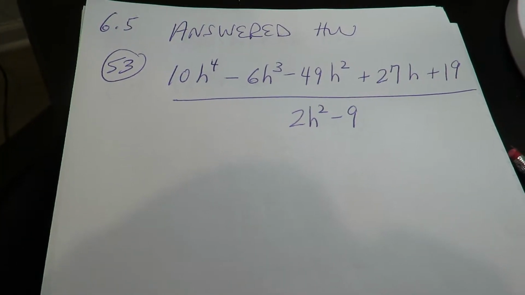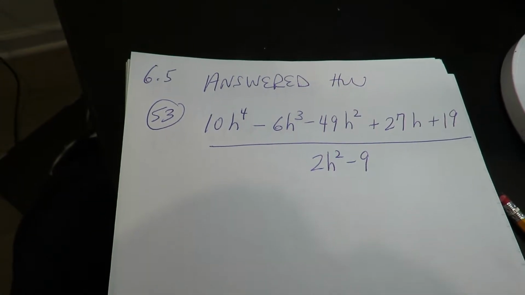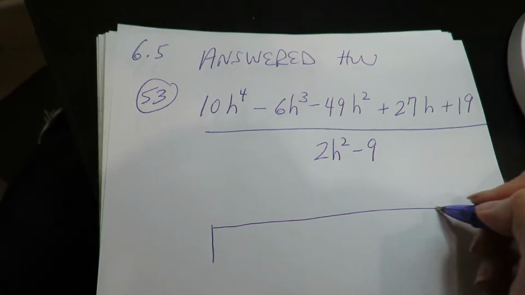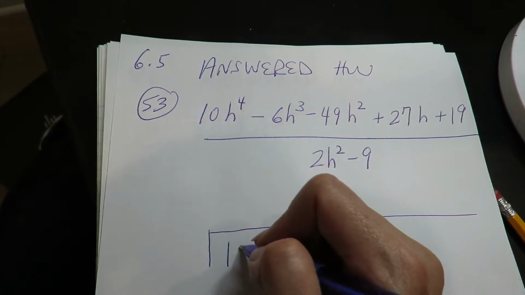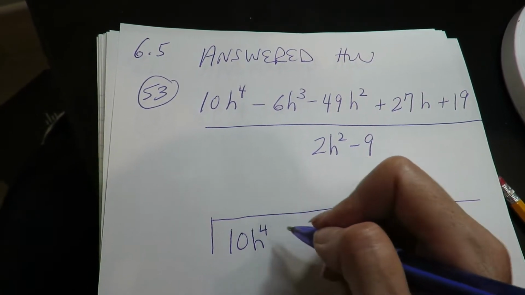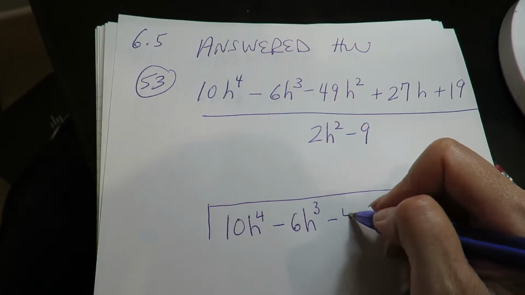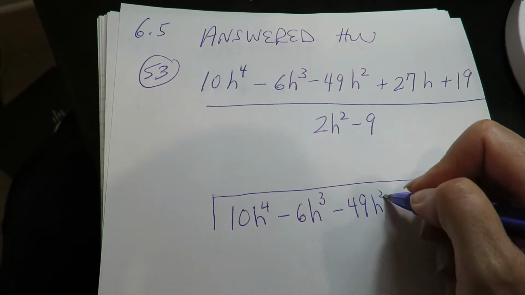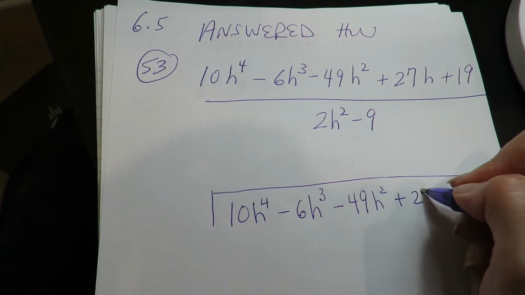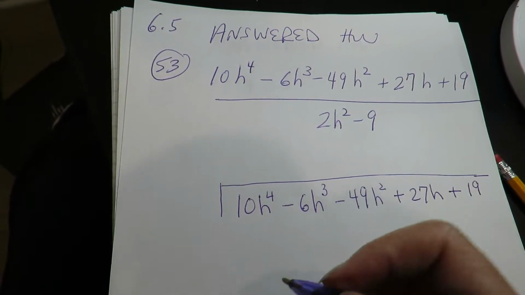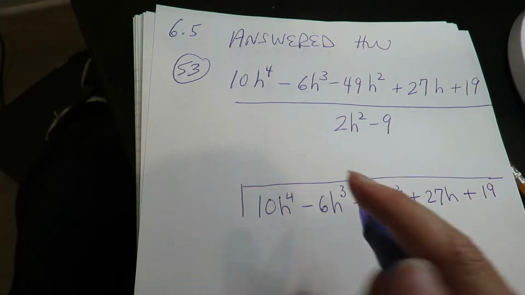Okay, gang, 6.5, number 53, gonna go over this homework. The dividend is quite large here. It is in order, so I can just copy it down. All right, now it's up to you.